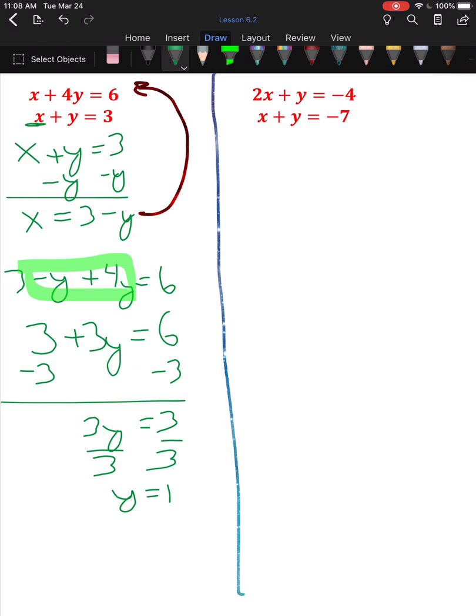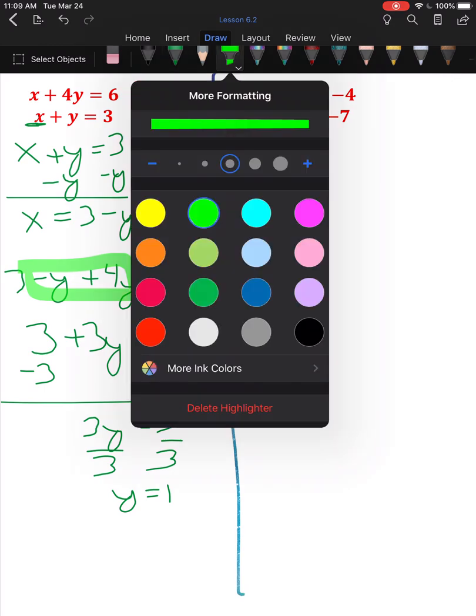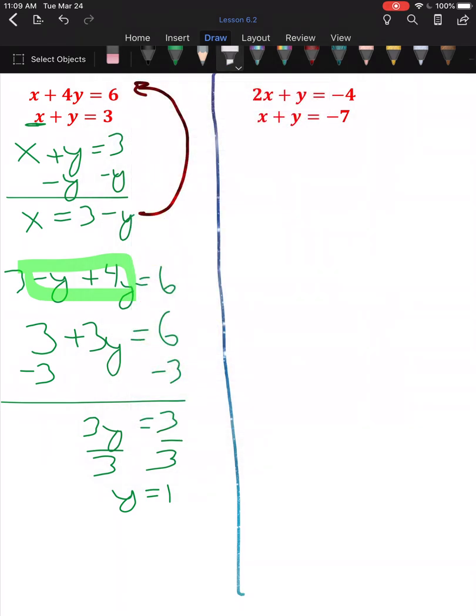Now we need to plug this back in somewhere to get x. Maybe better color. There we go. Now, I say you have to use one of the original equations, so we could use this, but we can also use an equation we manipulated to obtain. So I'm going to use this one that says x equals, because I want to know what x is. So if I have an equation that says x equals 3 minus y, and y is 1, then x is equal to 2.